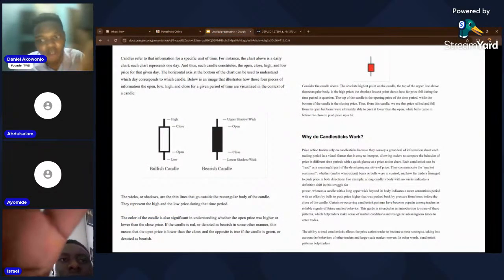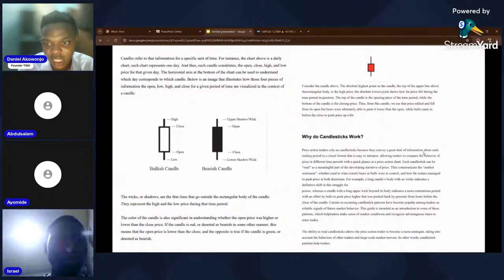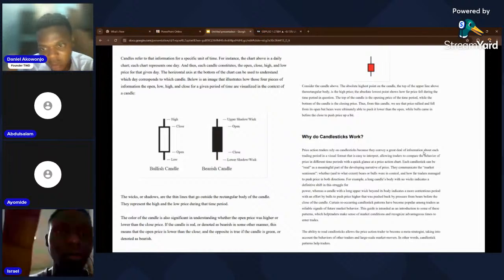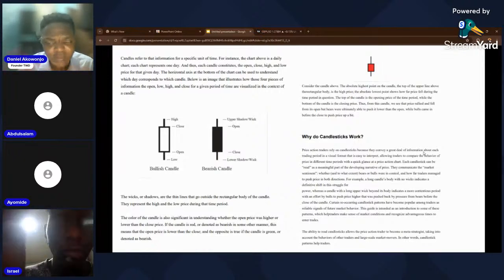Like I already said, they communicate. That's the very first thing. Take note of this: candlesticks communicate. They say something. They tell you something. Do you understand? Another thing you should pay attention to is that every candlestick in the chart means something. They mean something. Every candlestick in the chart means something.